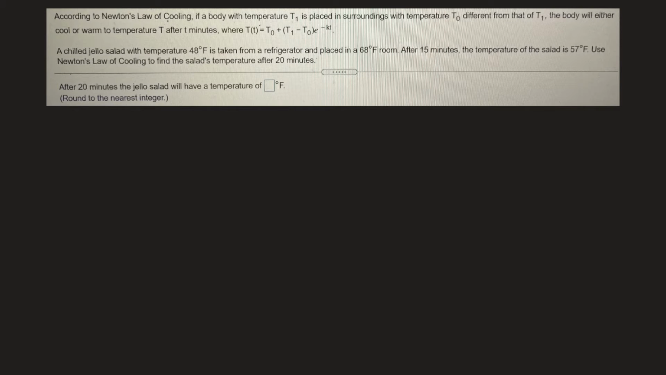Well, here's a good question. It involves logs to solve, and it's sort of a tougher one. So I have a formula. Here's our formula: T of t is equal to T0 plus (T1 minus T0) e to the minus kt.